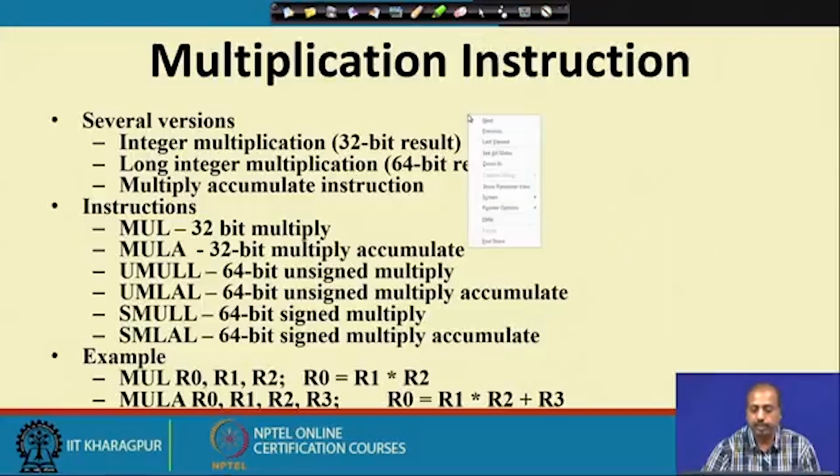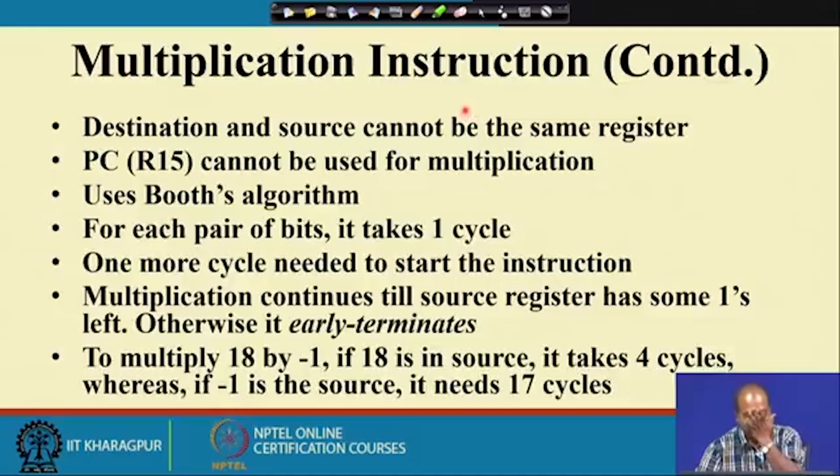The next thing is a restriction on the multiplication instruction: destination and source cannot be the same register. This is interesting, because the source register may get modified during the operation. As a result, if you are using it as destination also, then the register content will get corrupted, and you will not get the correct value. So, destination and source cannot be the same register. Then the R15 register, the program counter, cannot be used for multiplication purpose. And it uses Booth's algorithm.